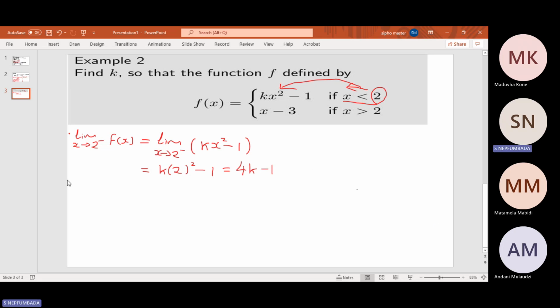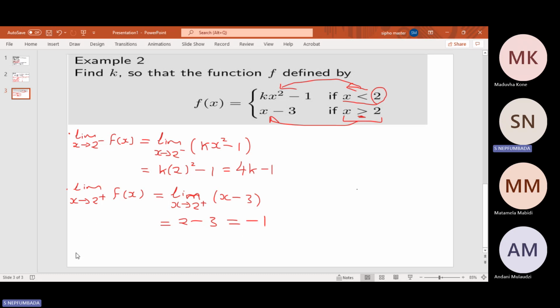Now we're going to find the limit of x approaching 2 from the right-hand side, of this function. So we have the limit of x approaching 2 from the right of f at x, which equals the limit of x approaching 2 from the right. What is our function? Our function is x minus 3. When they say x, we put 2. This is 2 minus 3, which equals minus 1.